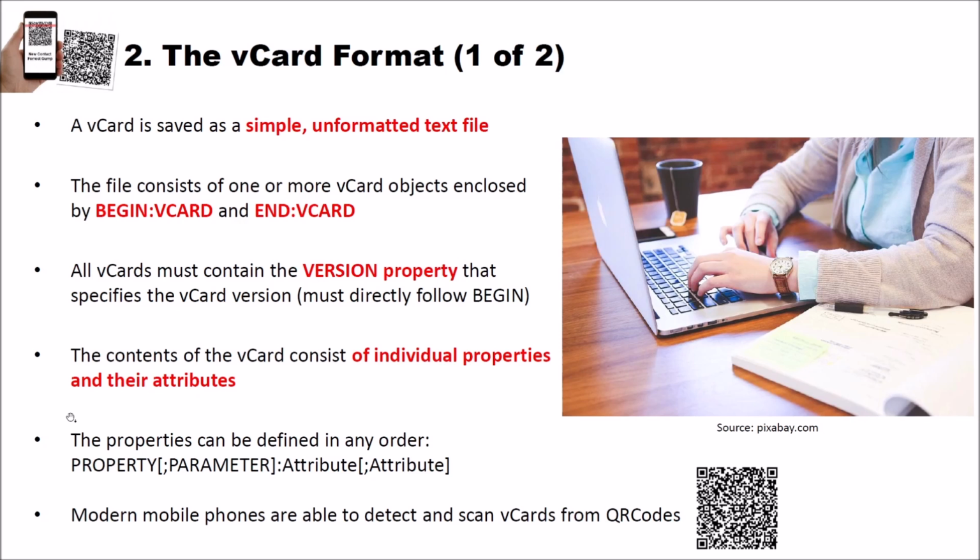Then the content of the vCard consists of individual properties and their attributes. They can be defined in any order, and a property starts with the property name, then an optional parameter, then we have a colon, we have the attribute, and we have optional other attributes.